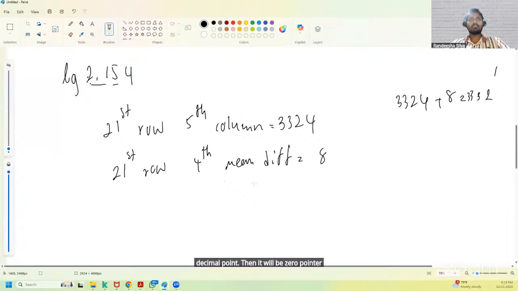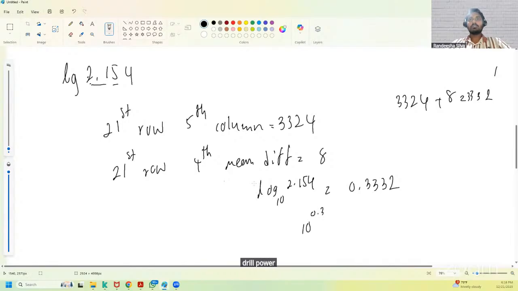I mentioned that. LG means I will take it as log base 10. So lg 2.154 equals 0.3332. Then in the index form, 10 to the power 0.3332 is equal to 2.154. Okay, that's it. Hope you guys understood this.